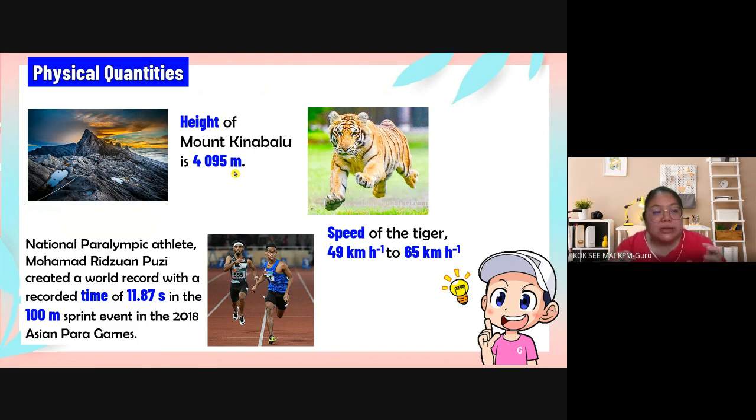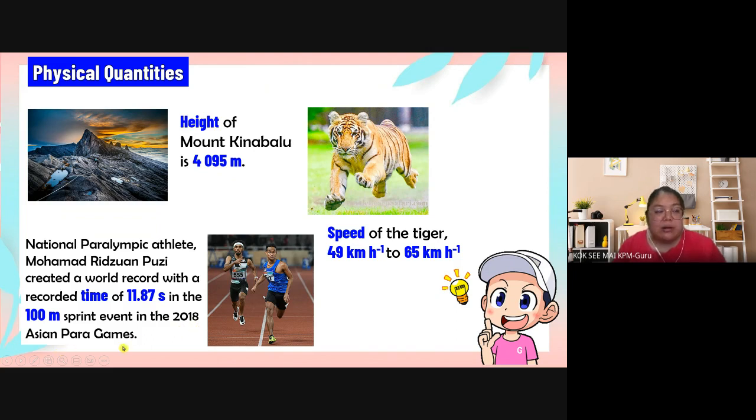Physics normally important is unit. 我们要懂的是 unit 去量它。Okay, number 2, you can see this one, the national panoramic for the athlete Muhammad Rizwan Puzi for the create the world record. Okay, the time taken, time 我们可以算到，我们用 stopwatch. So 11.87 second, second 就是 unit. 我们用秒，多少秒？Okay, in 100 meter, 100 是一个 number, meter 就是 unit.